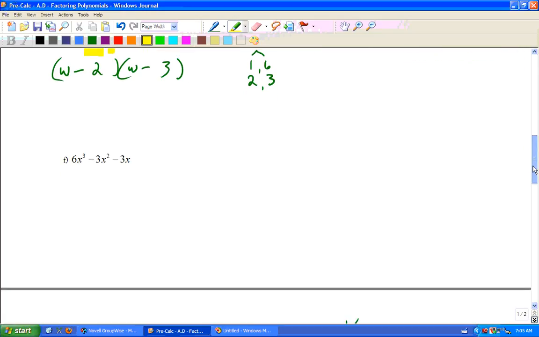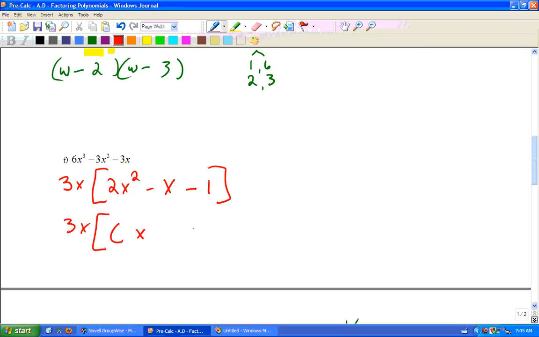For the next example, we're going to start by factoring out the greatest common factor, and that's 3x. We pull 3x out, we're left with 2x squared minus x minus 1. Once again, we're going to set up our x's. So this is going to become 3x times, we're going to keep our big brackets here, x.